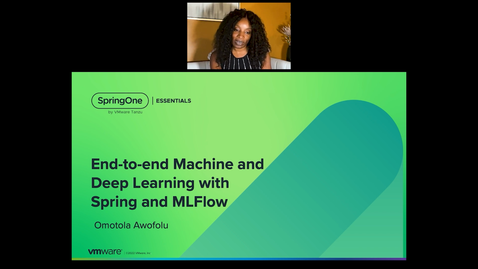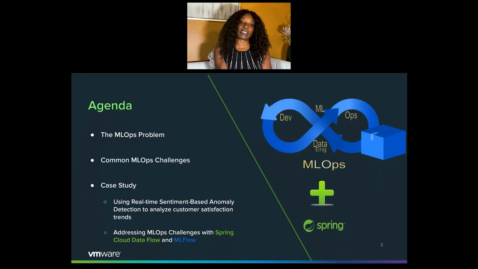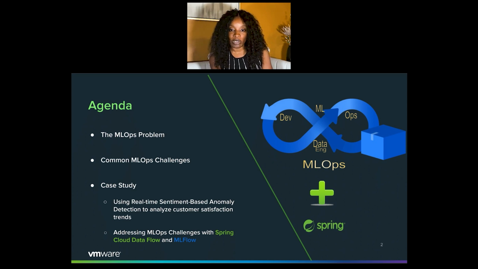So let's get started. We're going to be talking about the MLOps problem, common MLOps challenges. As a case study, I'm going to be focusing on a MVP version of a prototype that I built that uses real-time sentiment-based anomaly detection to analyze trends of customer satisfaction. A mouthful. And we're going to be talking about how we can address some of these MLOps challenges with Spring Cloud Dataflow and MLFlow, and other components, which we'll get into.